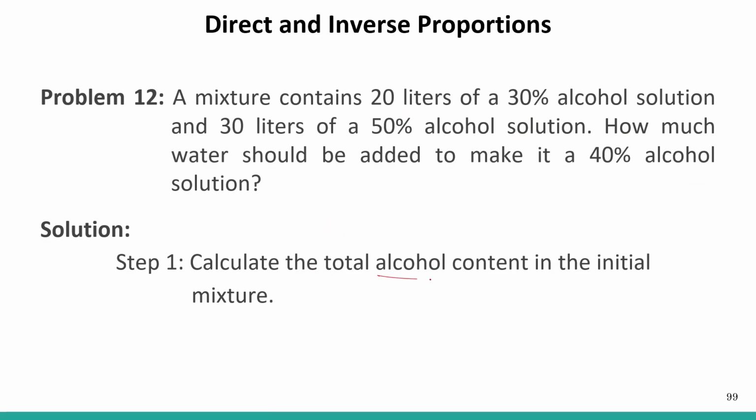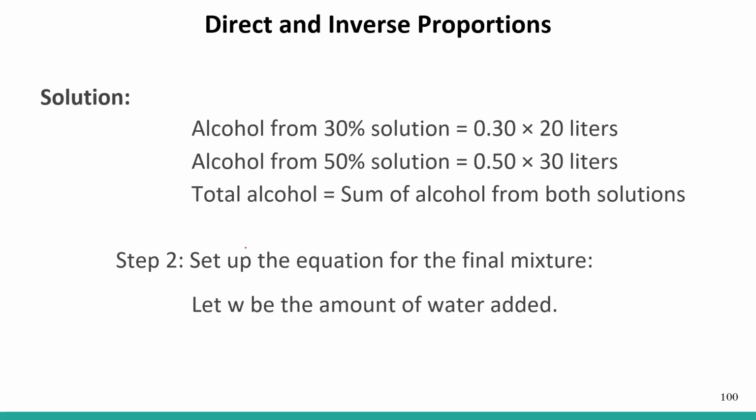So calculating the total alcohol content in the initial mixture. Alcohol from the 30% solution will be 0.30 times 20, right? Because the 20 liters is the amount of solution, and the alcohol present in that 20 liter solution will be 30% of it, that is 0.30 in decimal. So basically what we did is we converted percent to decimal.